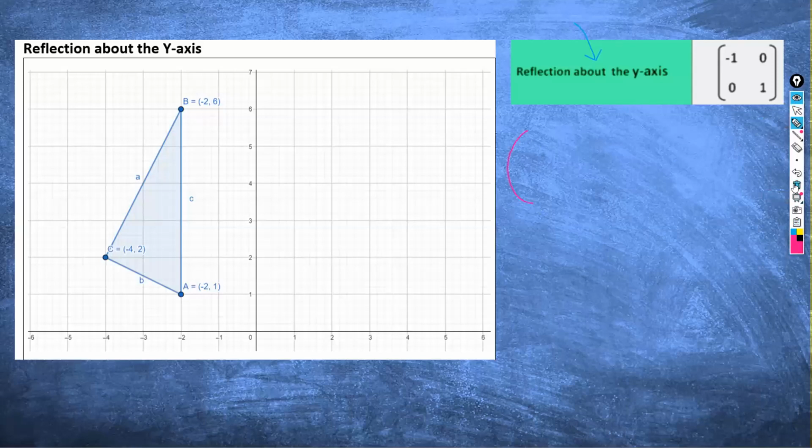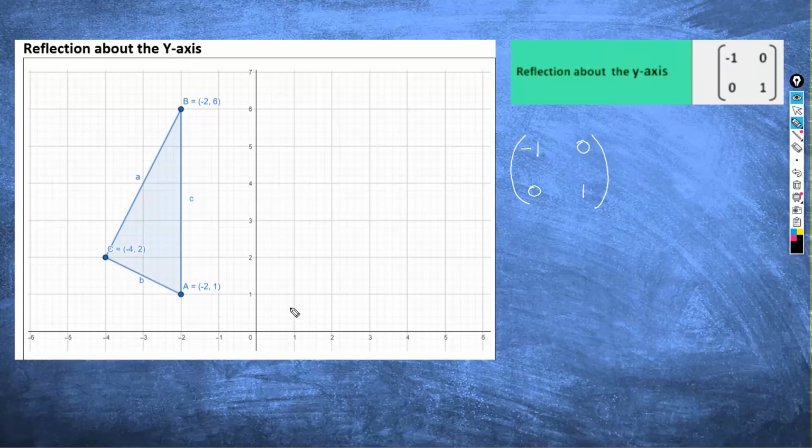Let me get a different color. I think that's a horrible color that I just picked there. Right? Use white. The formula is -1, 0, 0, +1. And you're going to take this matrix and multiply it by each point 1 by 1.